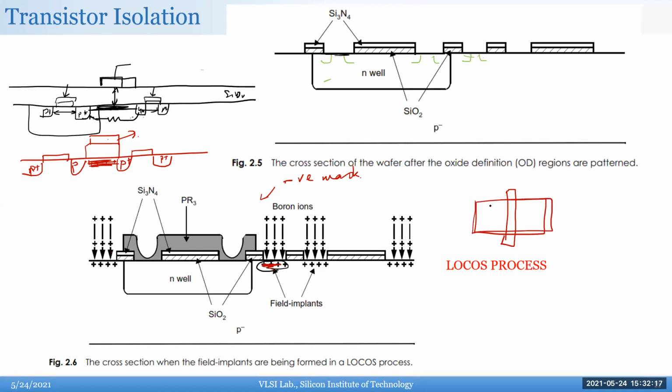They do a positive mask when they want to create the source and drain and do P plus implants. For these boron implants, they will take the negative mask of this. So they will do the implantation other than the place where there is the active or the source and drain area. Okay. All right. So is it sort of clear so far? Any questions?